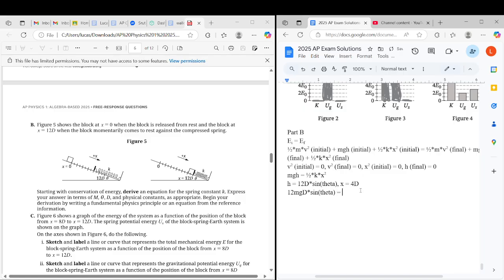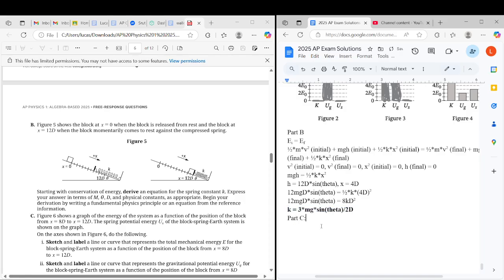for initial equals 1/2 times k times 4d squared. And then this would be 12 mgd sine theta equals 8kd squared. And when we isolate for k, we should get k equals 3 times mg times sine theta over 2d, which is our answer.